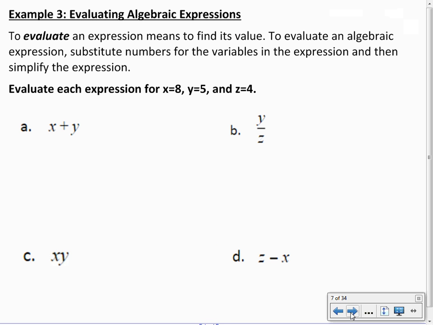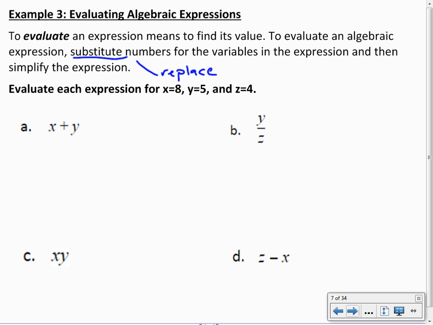Now let's talk about evaluating algebraic expressions. Whenever we evaluate an expression, it means that we want to find its value. To evaluate an algebraic expression, we're going to substitute, and substitute really means replace the numbers in for the variables. So we're going to plug in a number for the variable, and then we're going to use our order of operations to find its value.